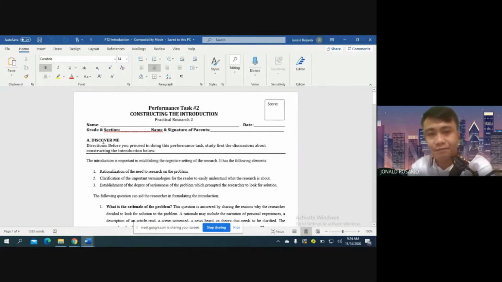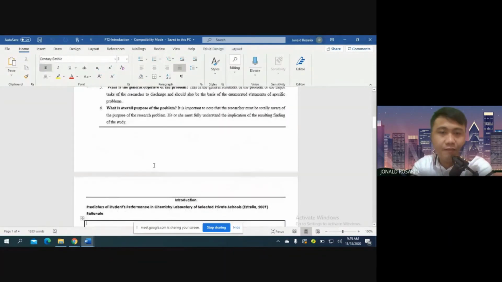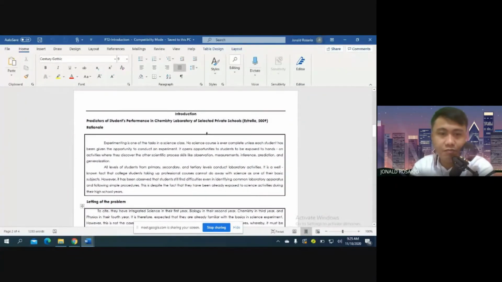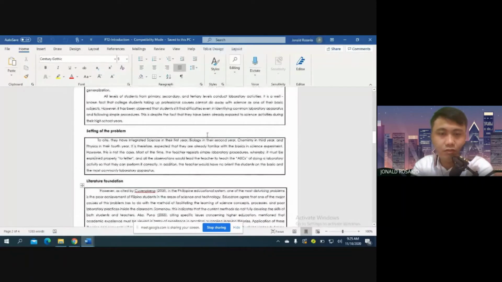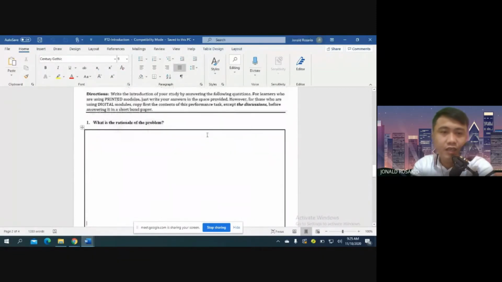So, sa part A, they're going to study kung ano ba yung ibig sabihin ng introduction, which is na-discuss ko na last week. May discussion siya. And meron na ring example dyan. And of course, ito yung gagawa ninyo, gagawa na kayo ng introduction. Pero hindi gaano kahirap kasi sasagutan ninyo lang itong mga tanong.